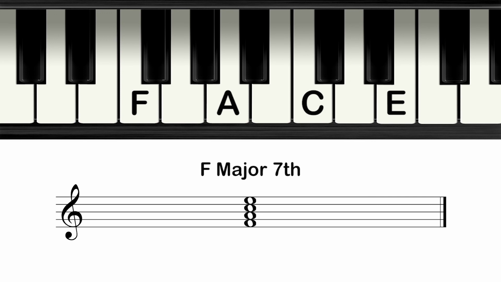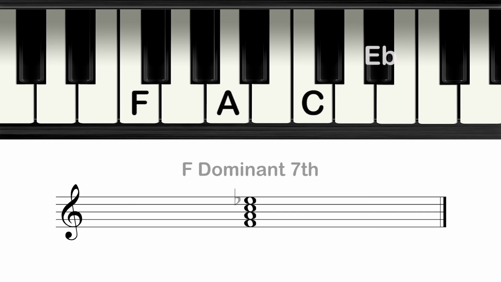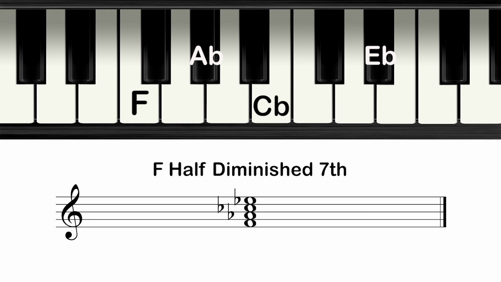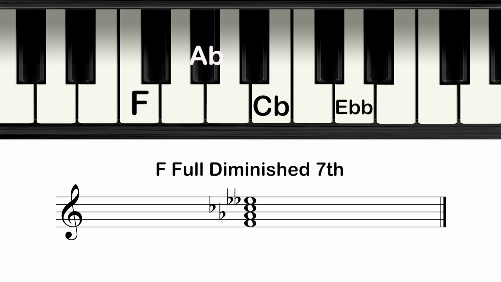Make an F major triad with the notes F, A, and C, and a major 7th above the root with the note E. To make it a dominant 7th chord, lower the 7th from the note E natural to E flat. To make it a minor 7th chord, lower the 3rd from the note A natural to A flat. To make it a half diminished 7th chord, lower the 5th from the note C natural to C flat. To make it a full diminished 7th chord, lower the 7th from the note E flat to E double flat.